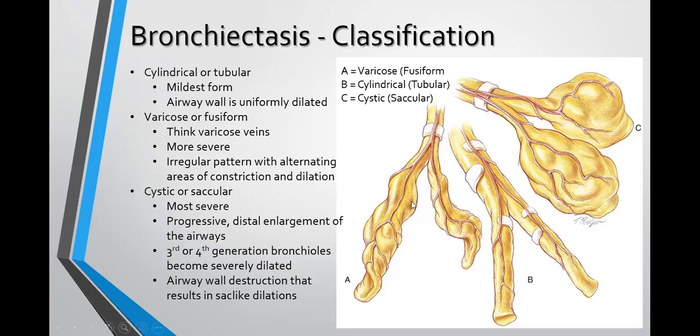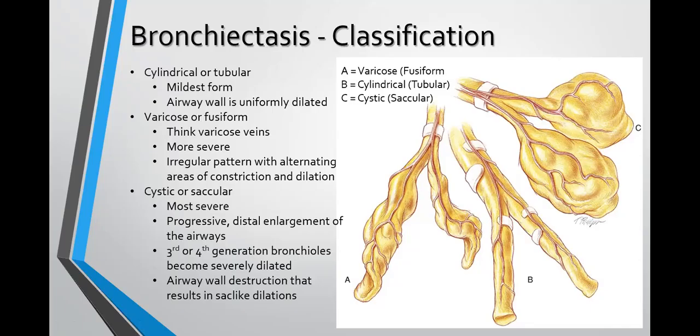All right. So look at this one. Varicose. Look how it just looks nasty, right? That is the most severe form of bronchiectasis. So if they say, what's the most severe form of bronchiectasis? You would say varicose or fusiform. If I say, what's the mildest form? You would say cylindrical or tubular.